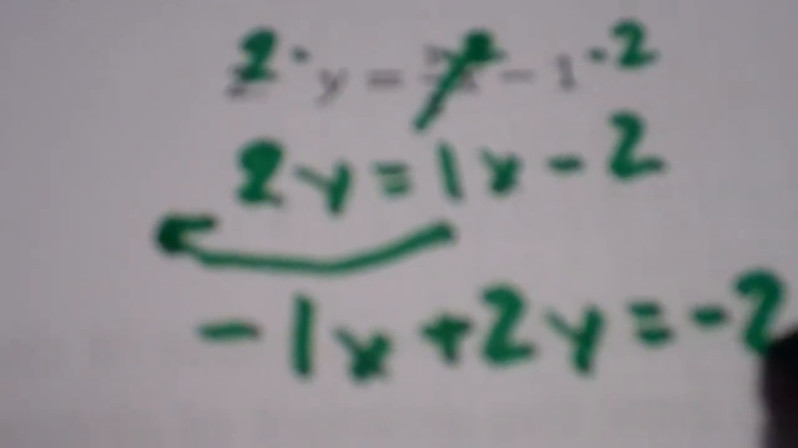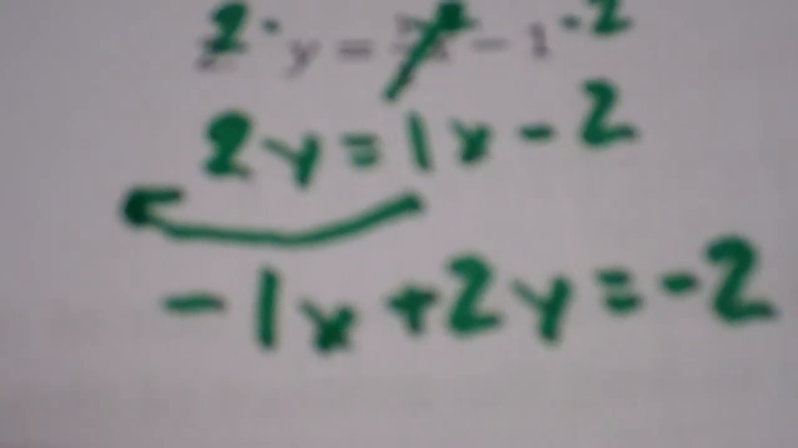Okay, let's clear our fractions. Our fraction here is 2. So times 2, times 2, times 2. So that gives me 2y equals, those 2's are going to cross off, 1x minus 2. Now I'm going to move my x term over to that side by subtracting it. I get negative 1x plus 2y equals negative 2. You try that now.